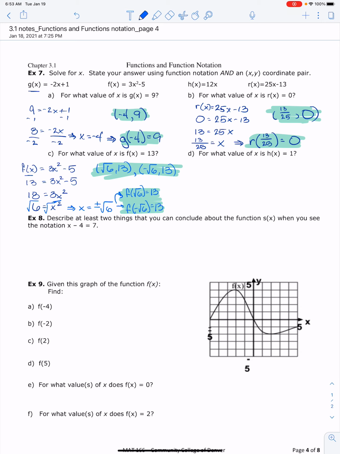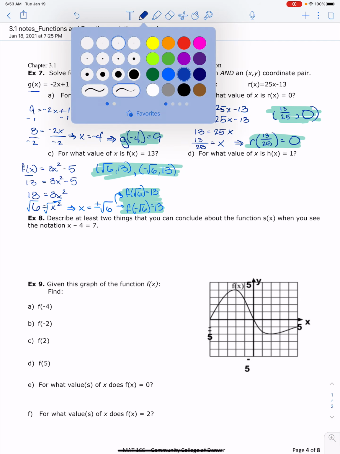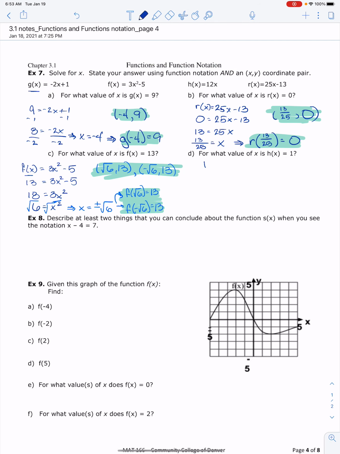D, last one. For what value of x is h of x equal 1? So here's our h of x. That equals 12x. We want h of x to be 1. So I'm plugging in 1 for the h of x. Divide both sides by 12. I get x equals 1/12, which means h of 1/12 equals 1. And our ordered pair is 1/12, 1. And that one is done.